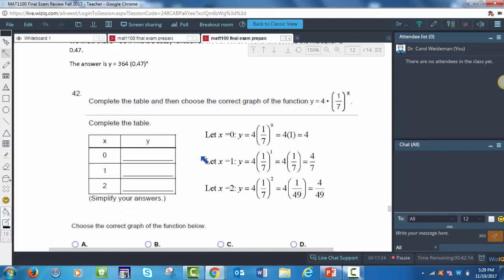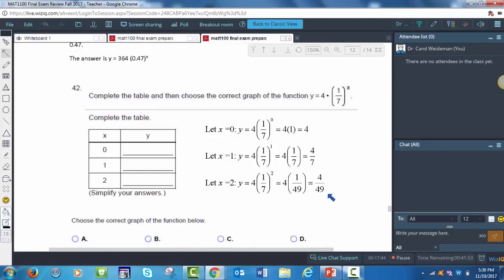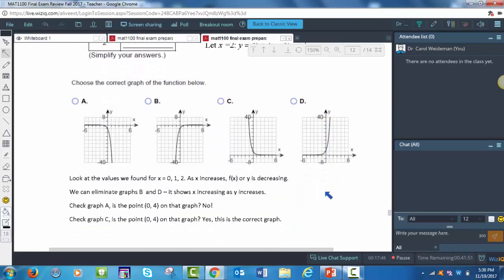Now we're going to look at another exponential function, and we're going to first of all fill in some points and then select the correct graph. So let's let x be 0. In that case we get y equals 4. When we let x equal 1, we get y equal 4/7, and when we let x equal 2, we get 4/49. Notice as x is increasing, y is decreasing. So when I look at my graphs here, we can eliminate b, because that shows y increasing, and also d. Okay, so I'm left with 2 graphs.